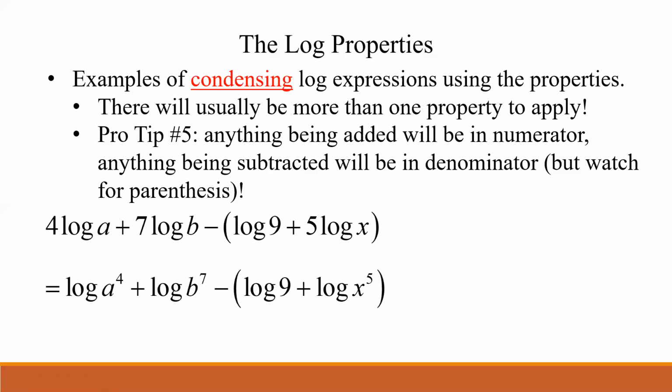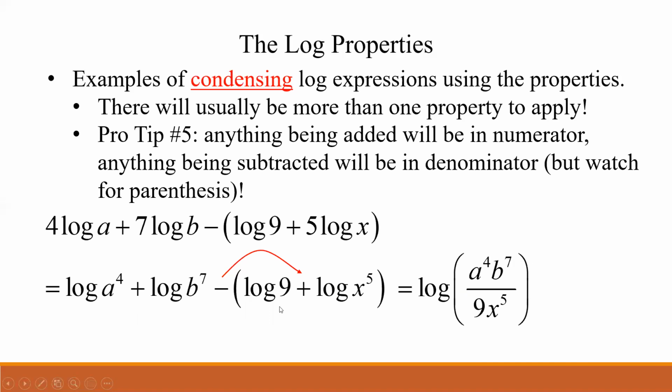And now when we combine these things, again, adding, these 2 guys are going to be on top. And for these 2 guys, notice that negative sign is going to distribute to both of these places, right? So that's going to be a minus, and that's going to be a minus. So both of these are going to be in the bottom. So I'm going to write logarithm one time. So log of the two guys on top that are adding, a to the fourth, b to the seventh, and then the bottom, 9x to the fifth. And that's it. That's your final answer.